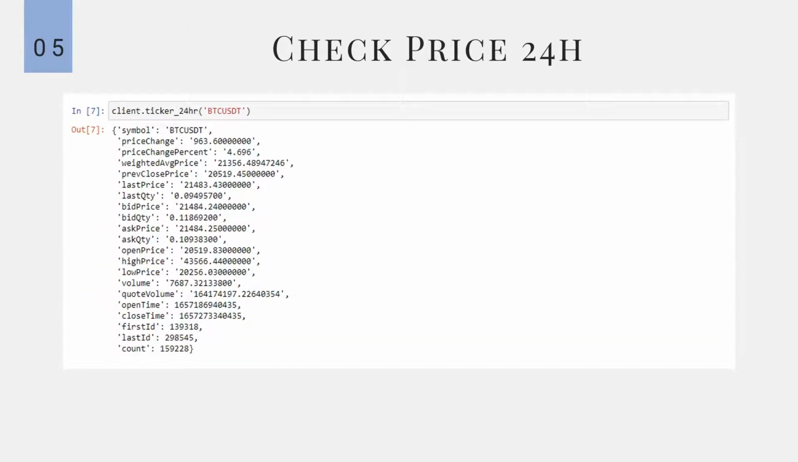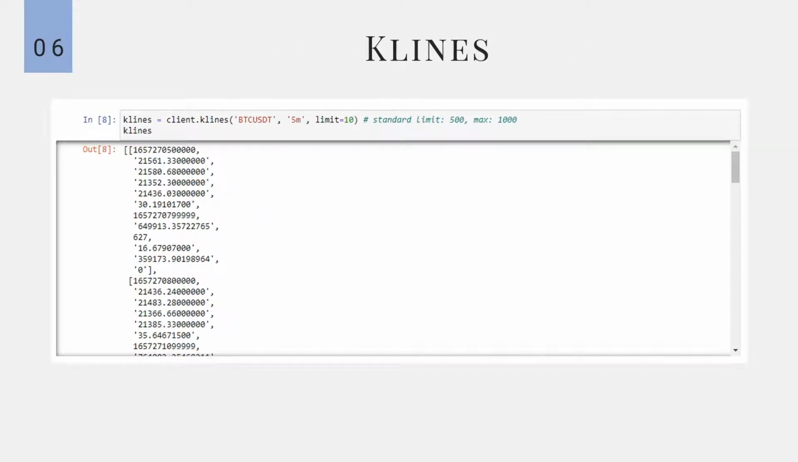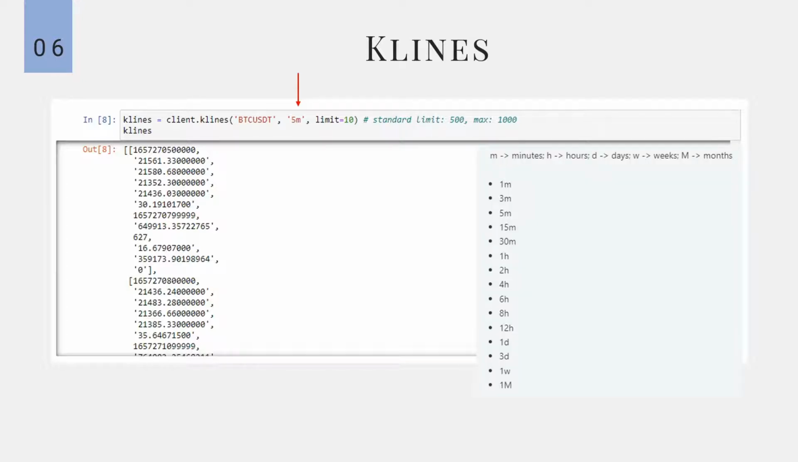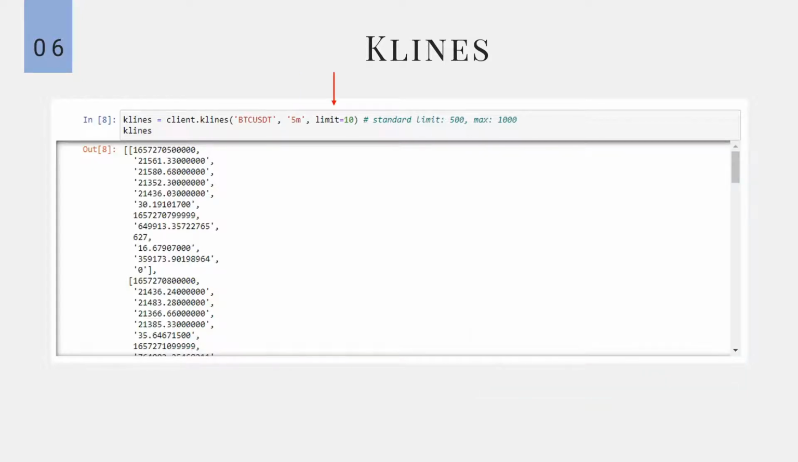If we want more information about an asset, we can use client.ticker_24hr. And if we want even more information, we can use client.klines. Here we give in the asset first, afterwards the time interval in which we want the data points. Here we have a list of all the possibilities. And last you can give the limit, how many data points you want. So the standard is 500. And the maximum is 1000.